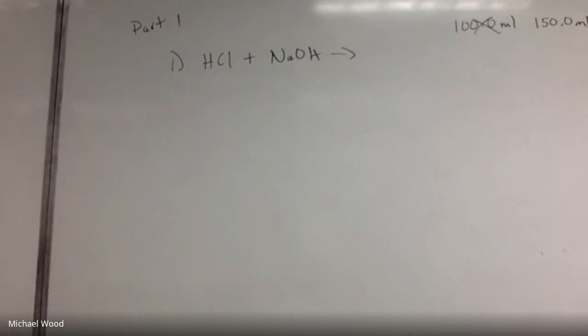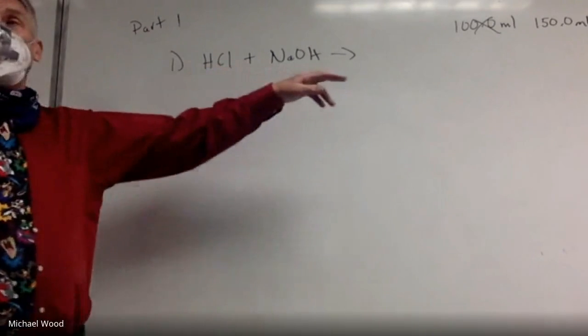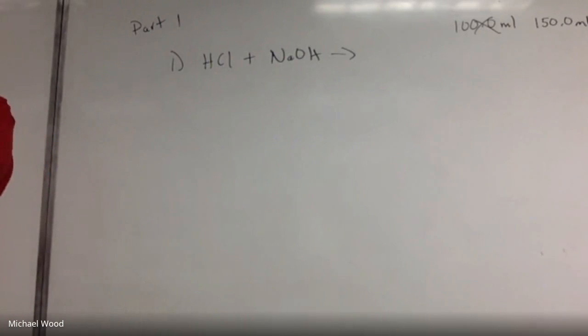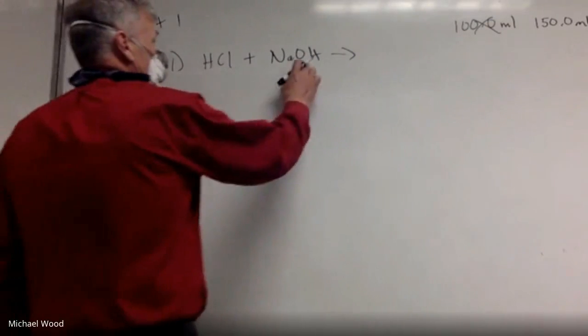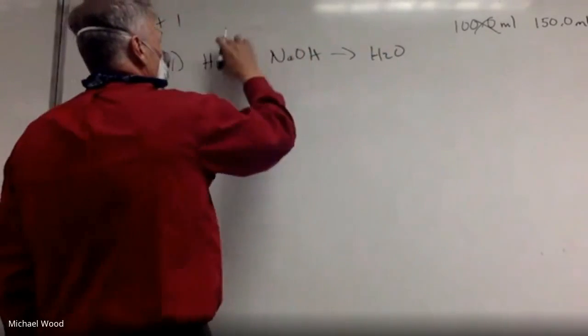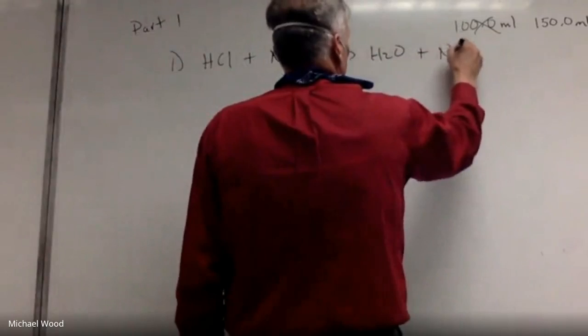You know what you get off here? HCl plus NaOH, acid-base reaction. What do you always get off in acid-base? Water and salt. You get off water and salt. So it's the outers and the inners. So the outers are H2O, the inners are NaCl.